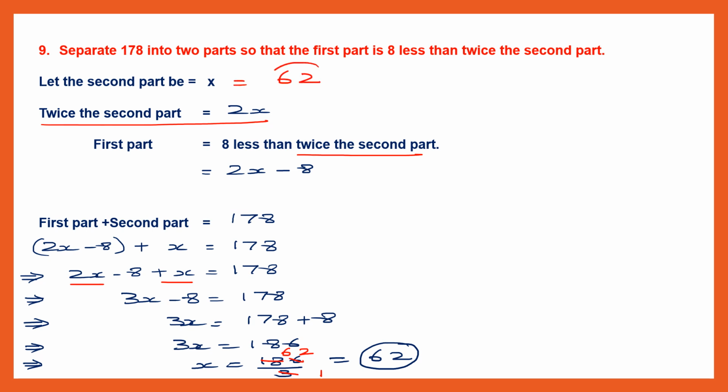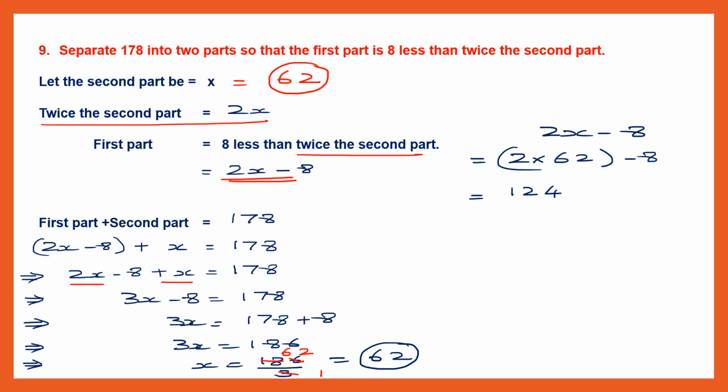Now what is the first part? The first part is 2x minus 8. So let's work that out. So 2x minus 8 is the first part and x we know is 62. So 2 into 62 minus 8 will give us the first part. So 2 into 62, that is 124. 124 minus 8 is equal to 116. So this is the first part.